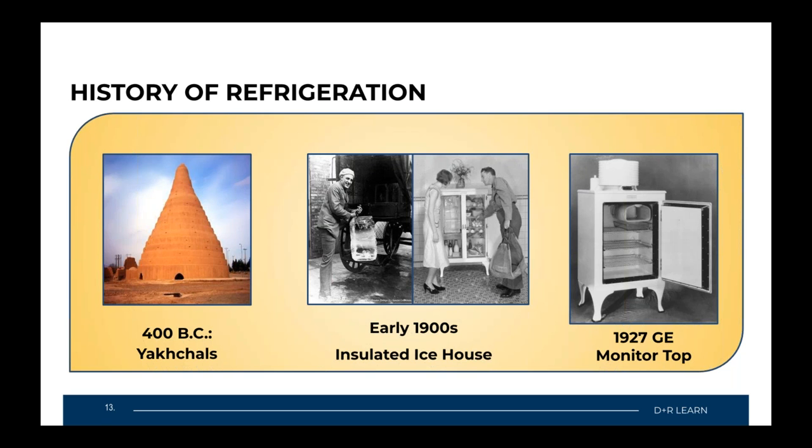We move on to the early 1900s, when ice was harvested from frozen bodies of water and stored in insulated ice houses. Then it was delivered to homes to be installed inside of the ice box. You can see in this picture here, an individual to the left is delivering ice to a customer that requires it, which then goes into an ice box.